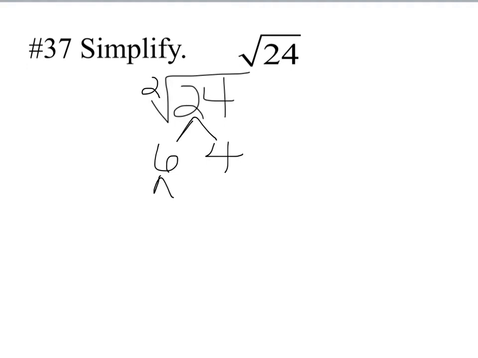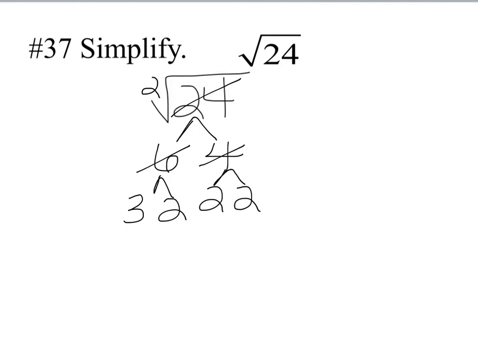And then what times what? Cross off the 24 once you're done. What times what gives me 6? I'm going to do 3 and 2. And then what times what gives me 4? I'm going to do 2 and 2. Now, in order to pull a number out front, I need 2 of them in this case. Let's cross out my 4 there.